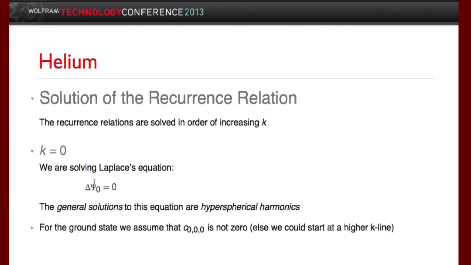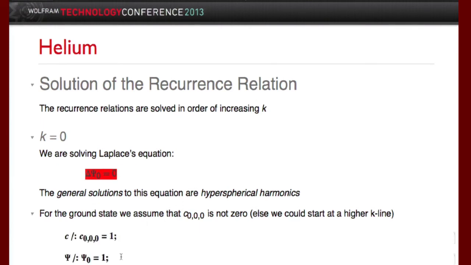Let's try and solve for k equals 0. We want the Laplacian acting on our first function to be 0. So we know how to solve that. They're the hypospherical harmonics, the generalization of spherical harmonics. And the first solution is just the constant. And we can choose it to be 1. So we'll choose the first solution to be 1, and we'll say our constant C0 is 1. So we can do that.